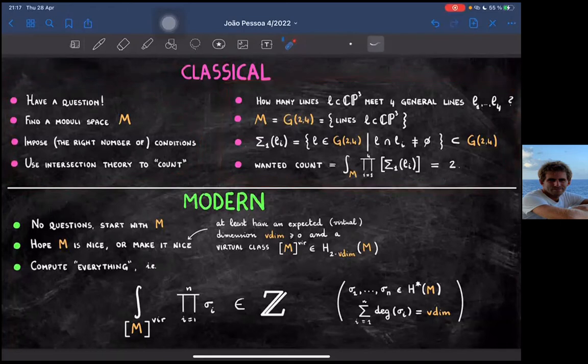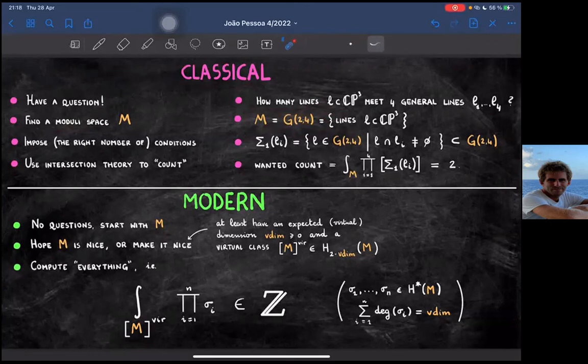So the first thing you have to start with is a question. So ask yourself something. For example, how many lines in a projective space meet 4 general lines? This is a sensible enumerative question. Then you find a moduli space, which is a space, if you want, a manifold, which parameterizes the objects you're interested in. In this case, the question asks about lines, so it is natural to take M to be the Grassmannian, because it's a parameter space for lines in projective space.